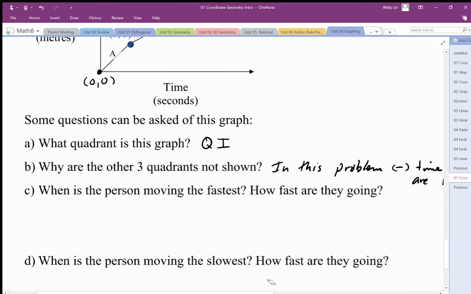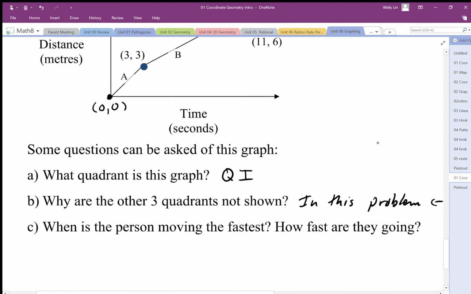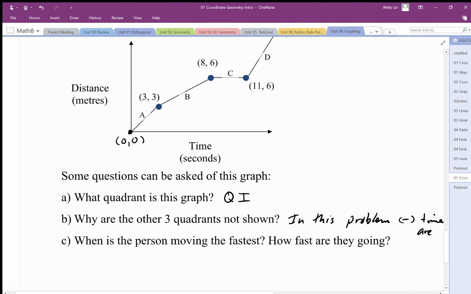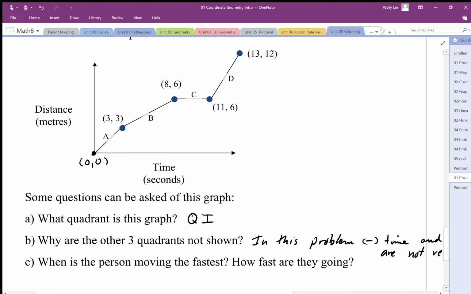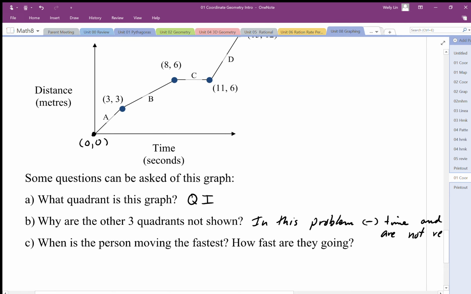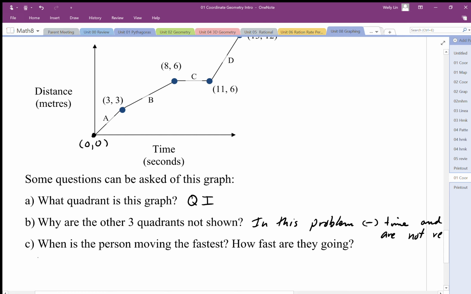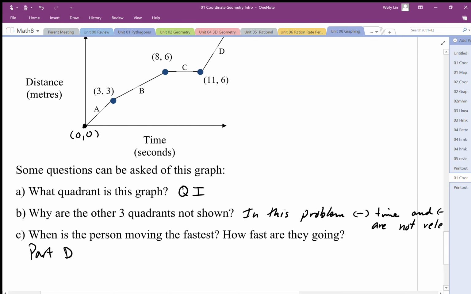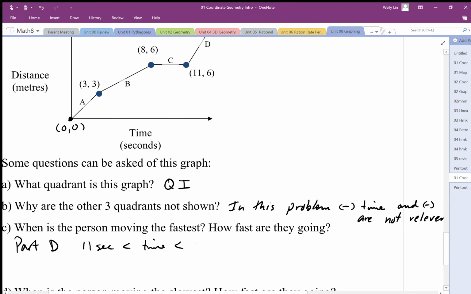When is a person moving the fastest? It looks like they're moving the fastest where our change in distance is greatest. We went from 6 meters to 12 meters and we did it in a short amount of time. That means they're going fast. So that would be in part D, or section D. And that would be between the time of 11 seconds and up to 13 seconds.